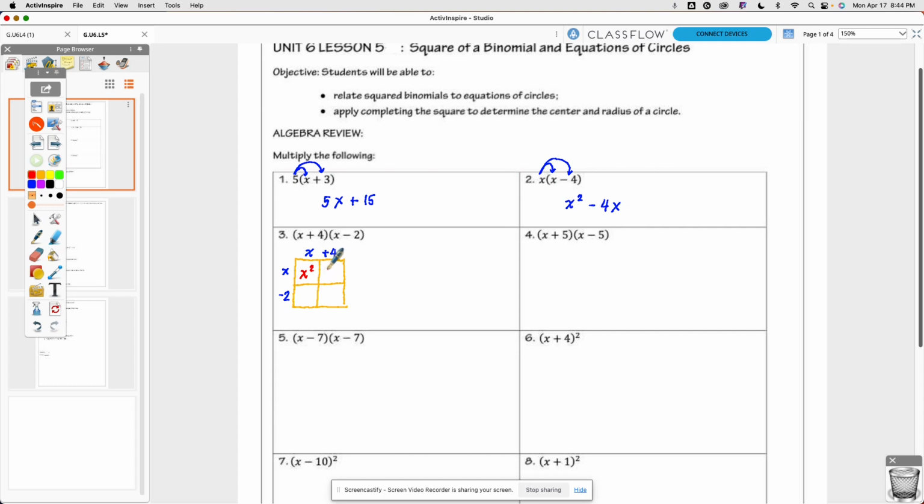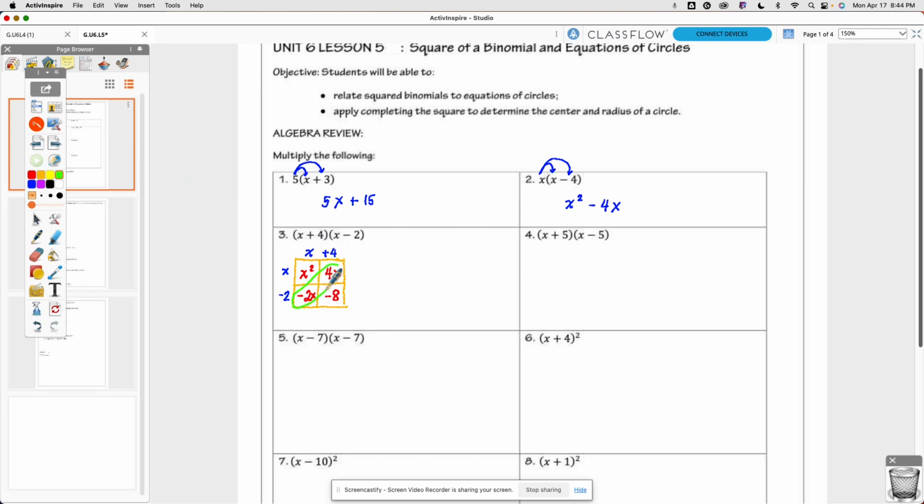Then for the second box here, we will multiply 4 times x. 4 times x is equal to 4x. And then for this next box, we multiply x times negative 2. So x times negative 2 is equal to negative 2x. And then on this last cell, we multiply 4 times negative 2. 4 times negative 2 is equal to negative 8.